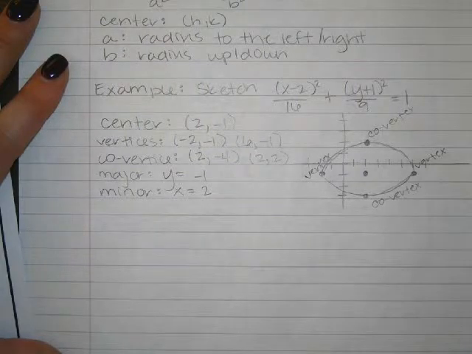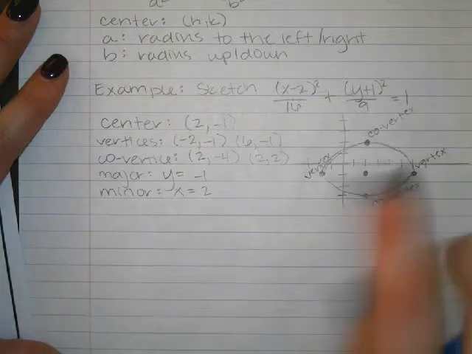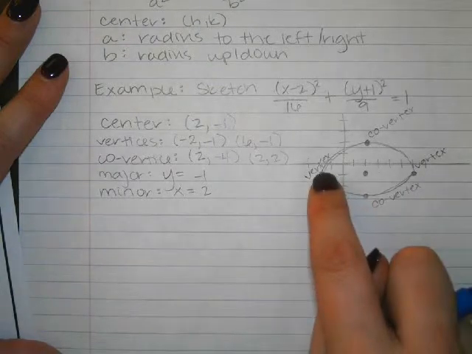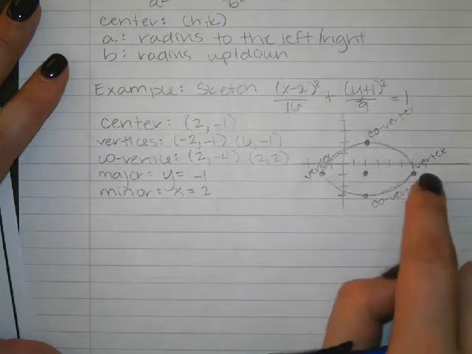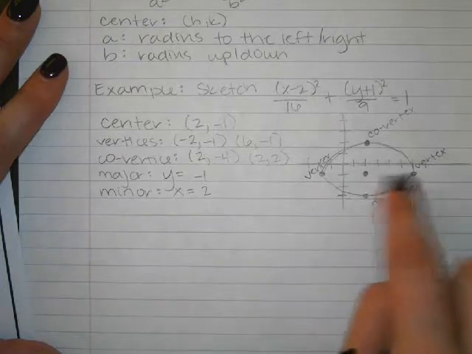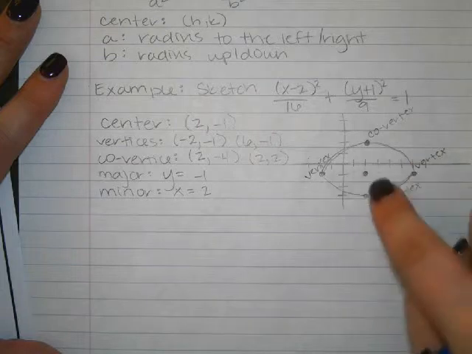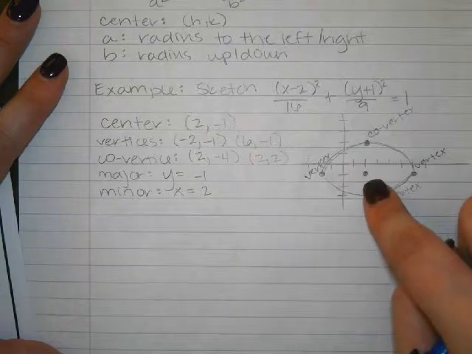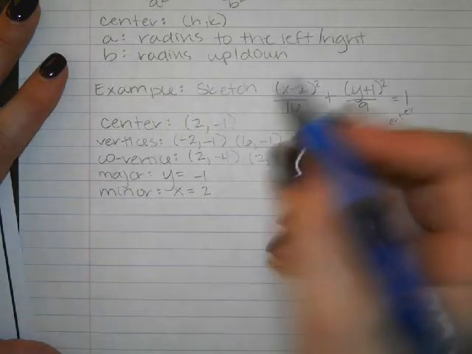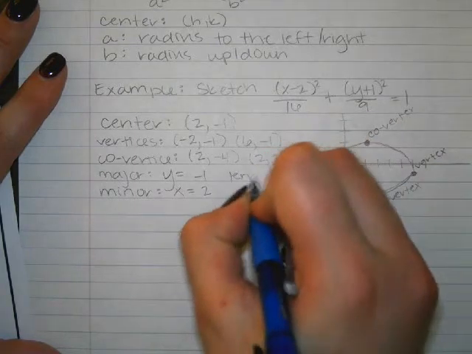Sometimes they'll ask you for the length of the major axis or the length of the minor axis. And so since the major axis was horizontal and we went to the left 4 and to the right 4, this one would have a length of 8. Since we went up 3 and down 3, the minor would have a length of 6. Okay, so it's pretty common for them to ask you some questions like that.